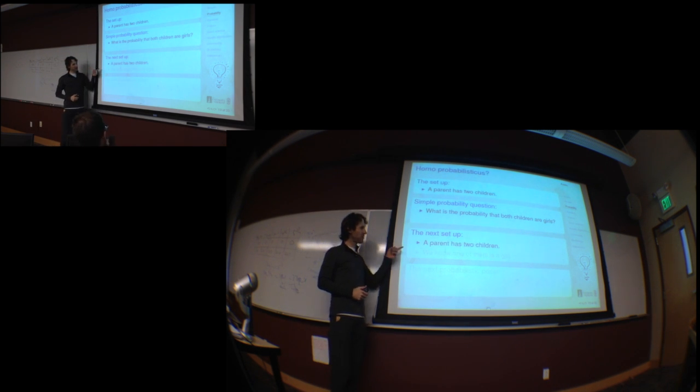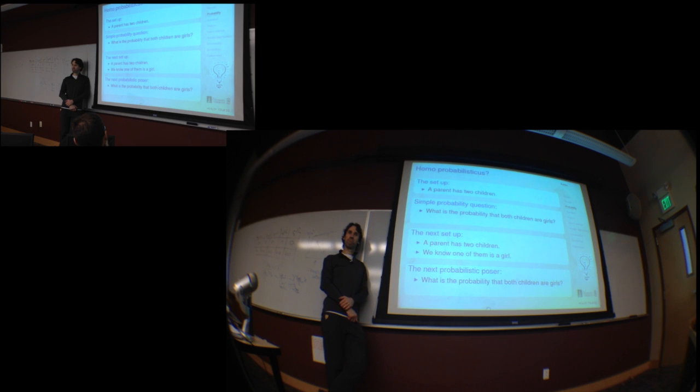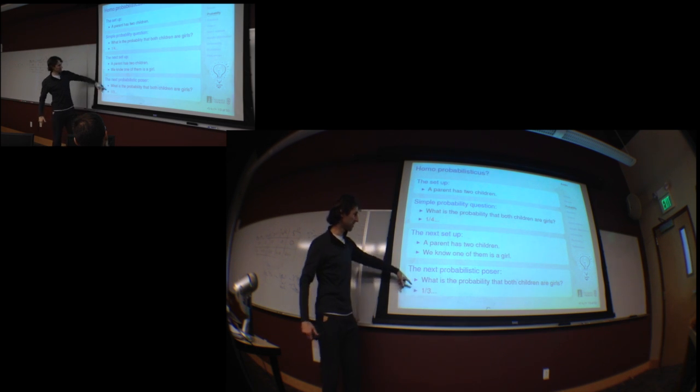So a parent has 2 children, and we know one of them is a girl. One of them is a girl. So what's the chance that they're both girls now? Okay, it's a third. Good. So it's a quarter, this is a third. The right things.